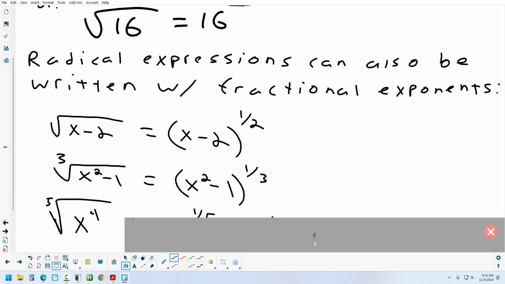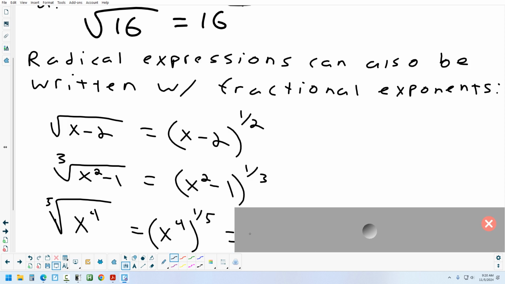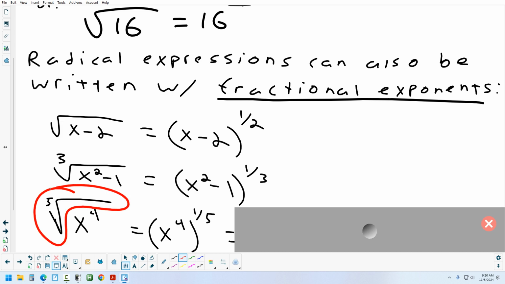1/5. And this one kind of shows the reason why you might change something from having a radical sign to having a fractional exponent. Okay, look at this last one. X to the 4th, and you were taking the 5th root. Well, we changed this part, that's the 5th root, to be a 1/5 power. So we changed what's circled in red there to what's circled in red there.